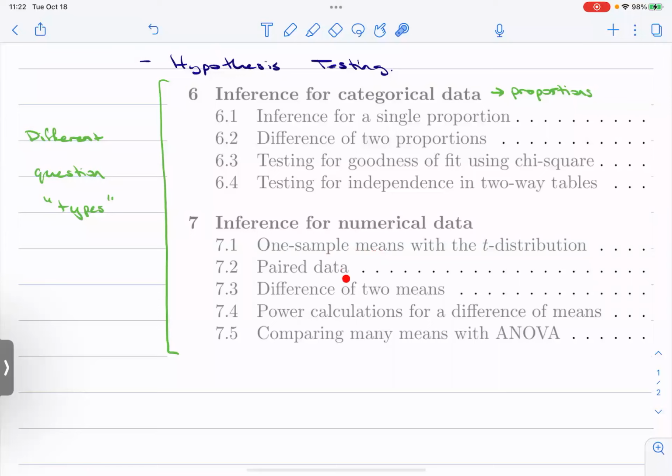There's a special case where the data is paired, and we'll talk about that. But spoiler alert, it turns into a 1 sample means question. Difference of 2 means. So now I have 2 different companies, each with their average sales. Are they significantly different?